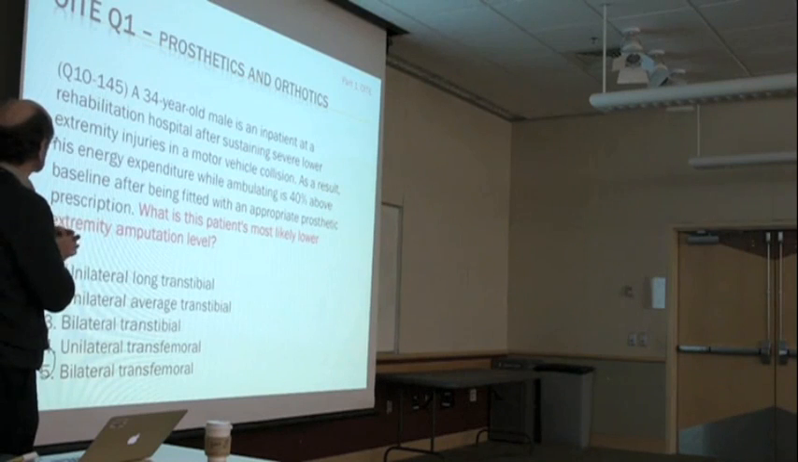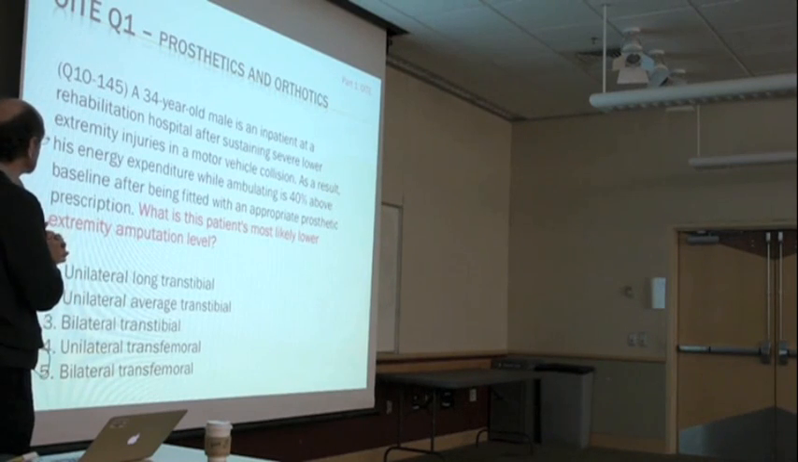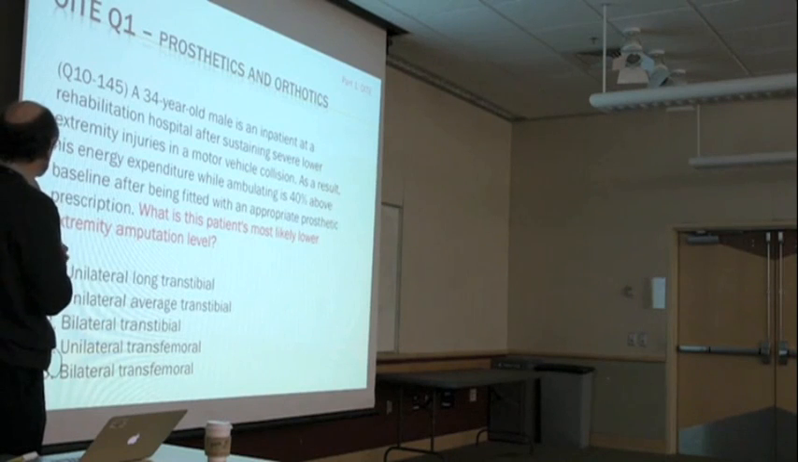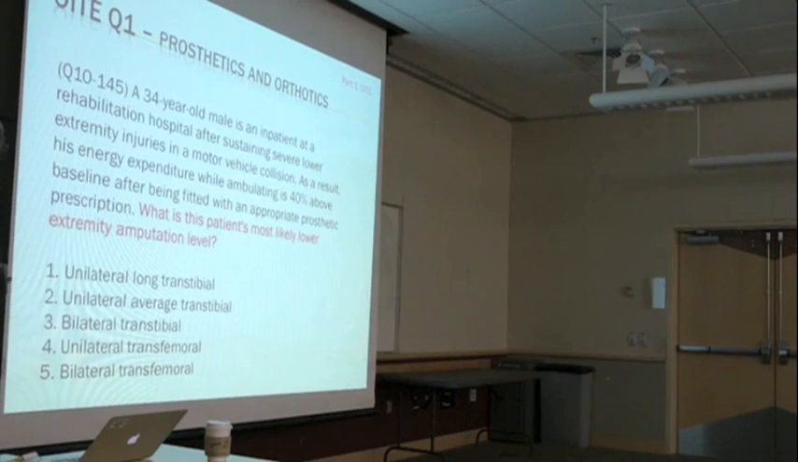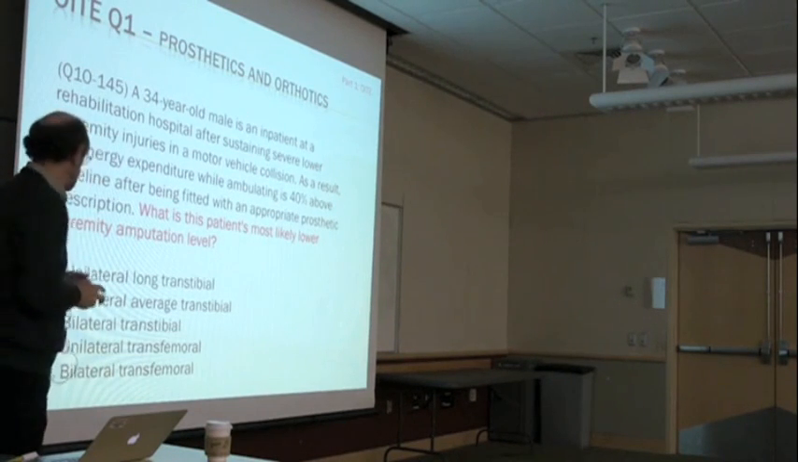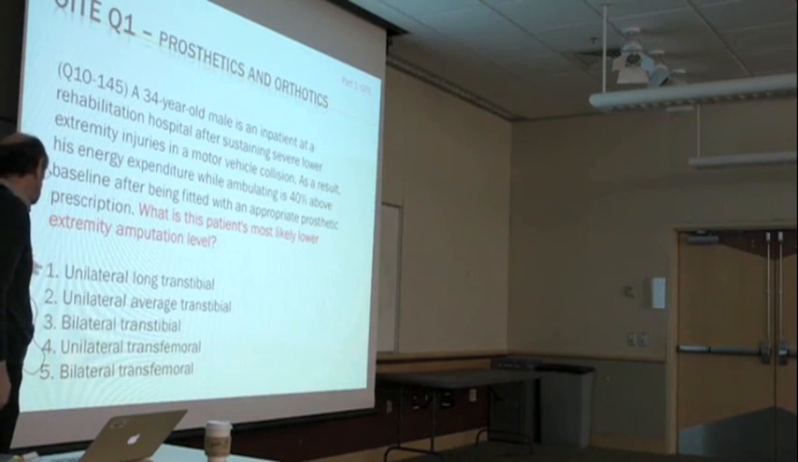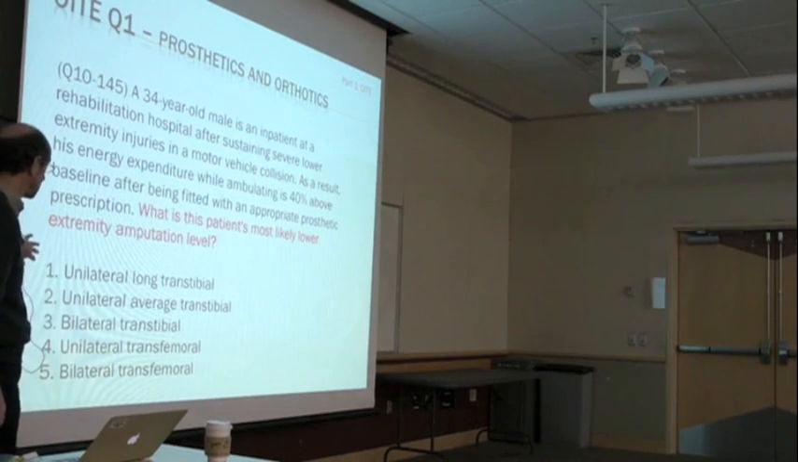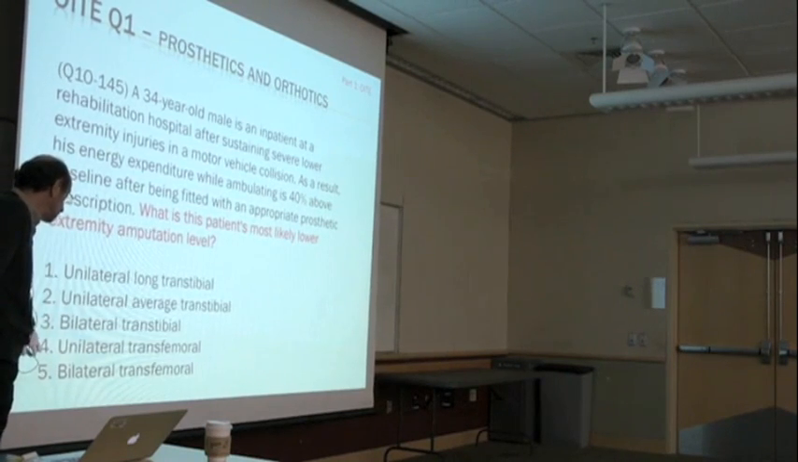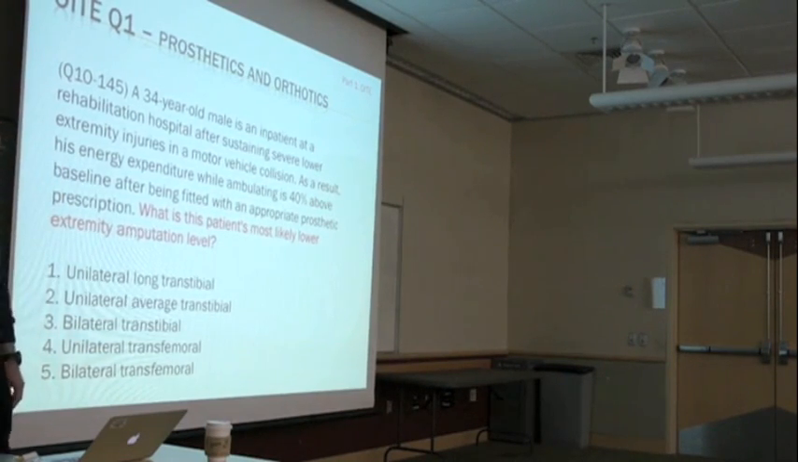34-year-old male is an inpatient at a rehab hospital after sustaining severe lower extremity fractures in a motor vehicle accident. As a result, his energy expenditure while ambulating is 40% above baseline after being fitted with an appropriate prosthetic prescription. What is this patient's most likely lower extremity amputation level? So is he either a long or an average unilateral transtibial? Is he a bilateral transtibial, a unilateral transfemoral, or a bilateral transfemoral?